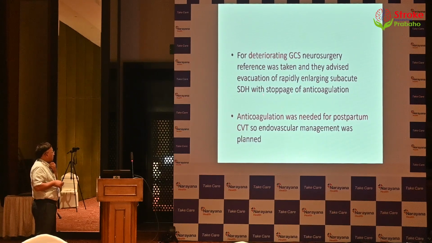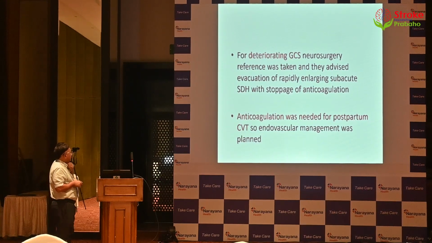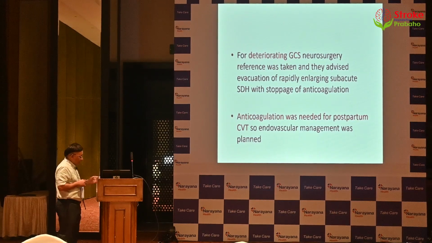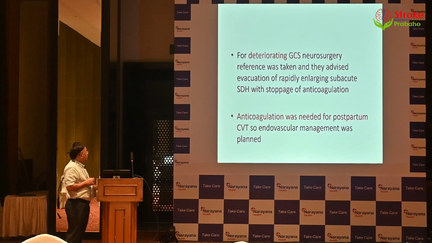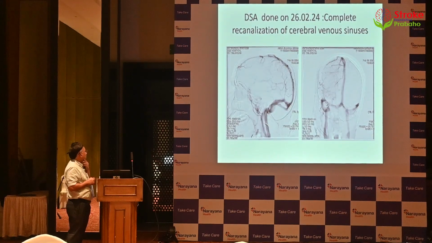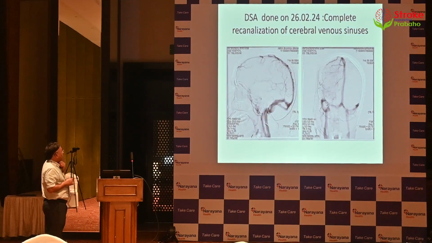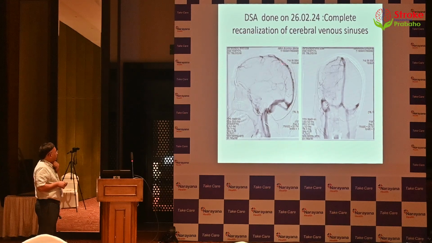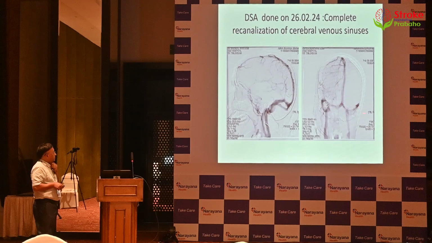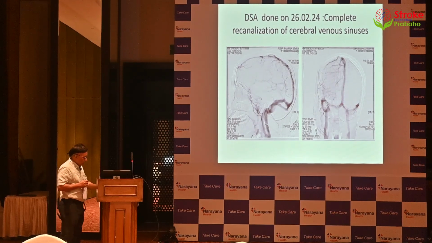And now it is a difficult situation. We can stop anticoagulant, but the patient has CVT. So we thought that yes, we will continue anticoagulant and plan for middle meningeal artery embolization. So we performed DSA, and when we performed the DSA, there is a complete canalization of the left side of the transverse sinus. So CVT completely resolved, possibly with anticoagulant.